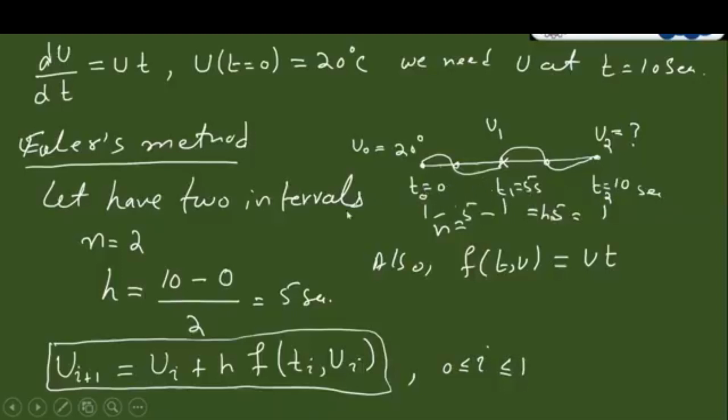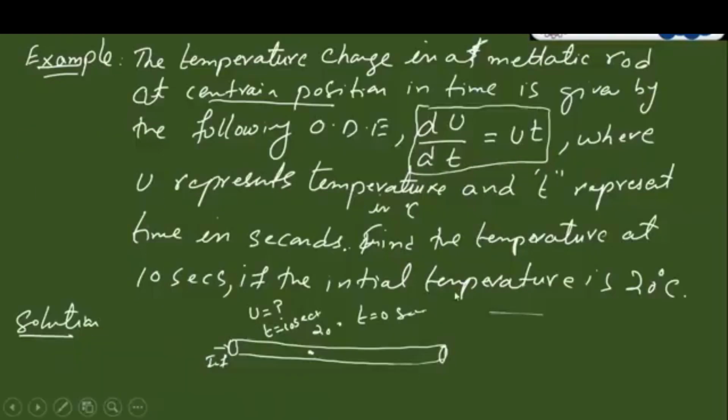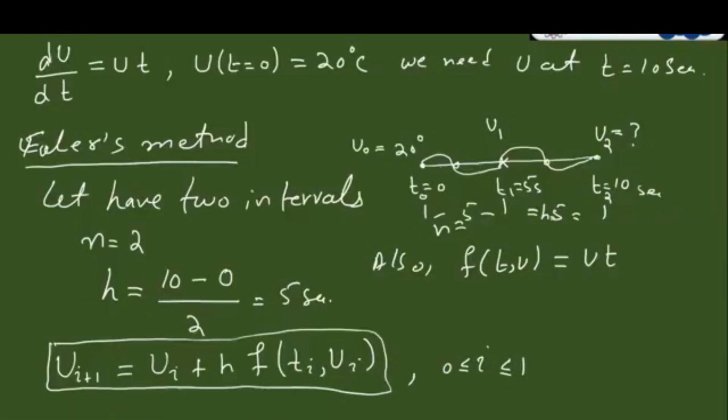If this is t0 and h is 5, then the other point t1 is 5 seconds, and h is still 5, so you have to add 5 plus 5. The last point is 10. And why do I end up at 10? Because it is in the question. The question says that we need the temperature at 10 seconds. So starting from 0, I have to end at 10. But how many steps, it's up to us.